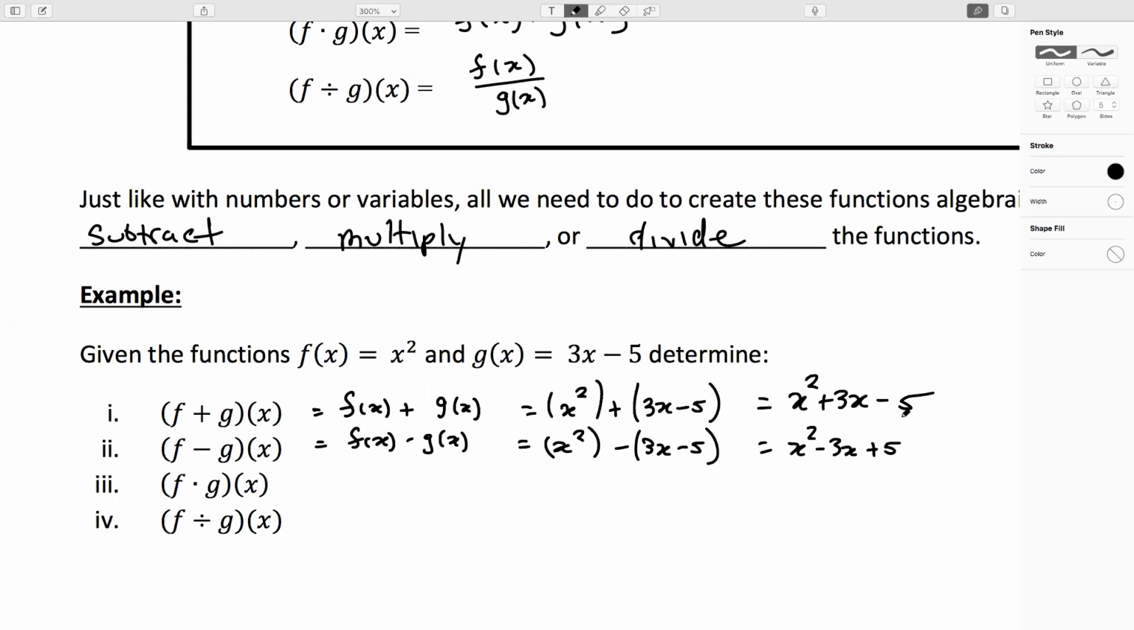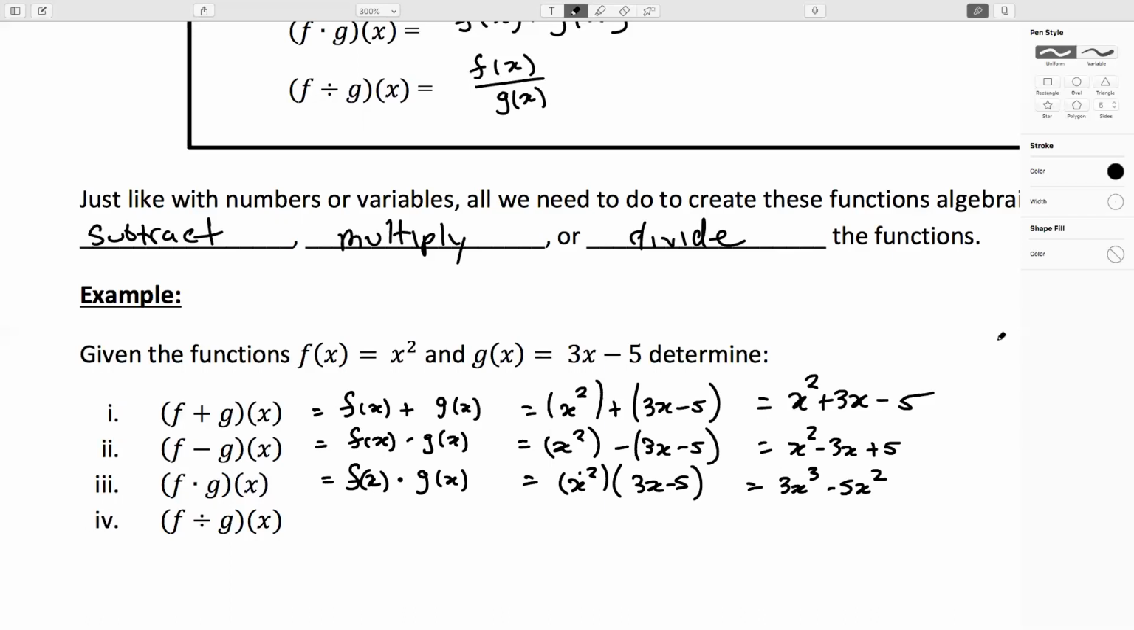(f·g)(x), same idea. This is just f of x times g of x. And this equals x squared times (3x minus 5). So we just have to multiply the brackets. x squared times 3x is 3x cubed, and then x squared times negative 5 would be minus 5x squared.